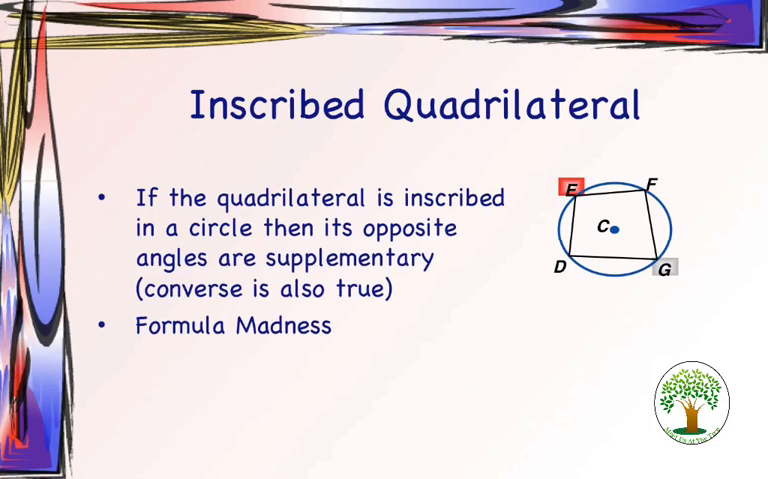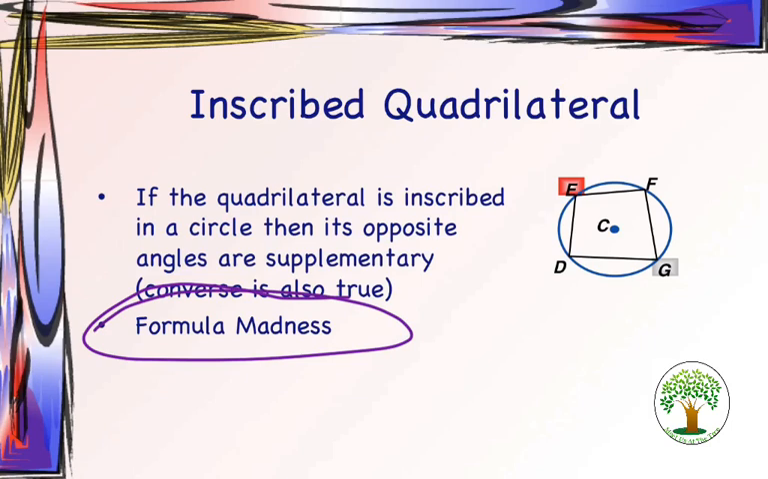This is pretty incredible, I think. We have an inscribed quadrilateral, and if the quadrilateral is inscribed in a circle, then its opposite angles are supplementary. Since all of its sides are on that circle, it is inscribed. That means that these two angles add up to 180, and these two add up to 180. The converse for this is true also.